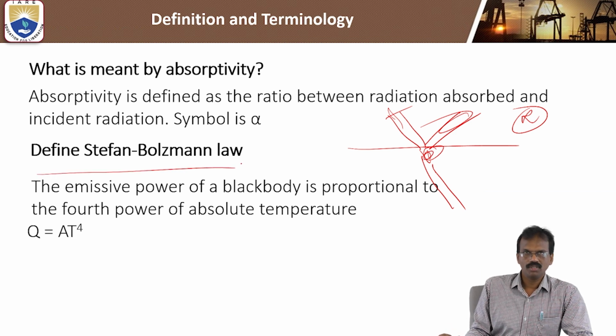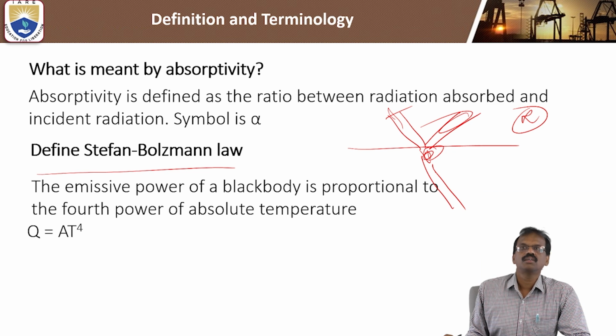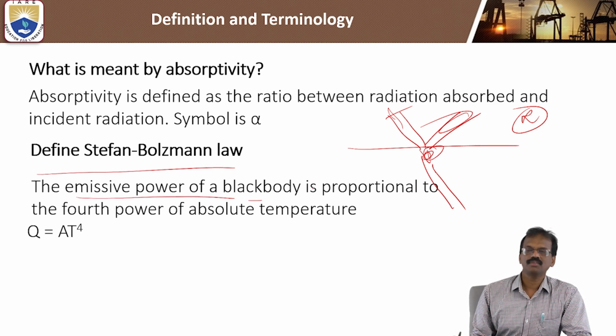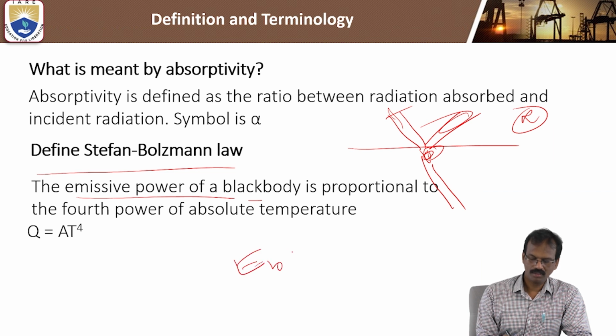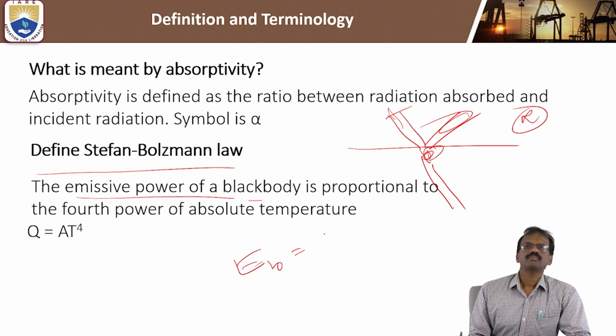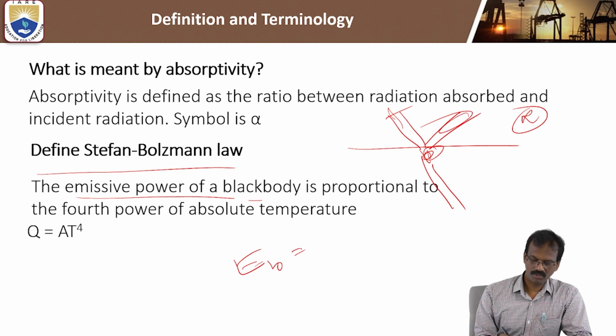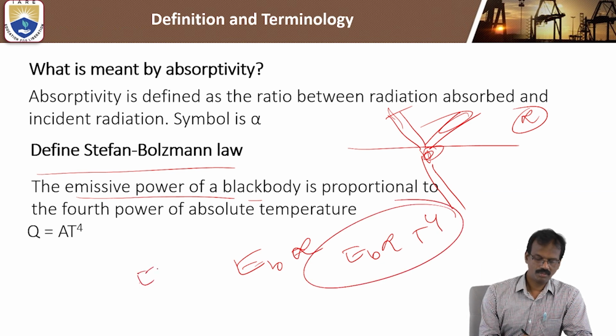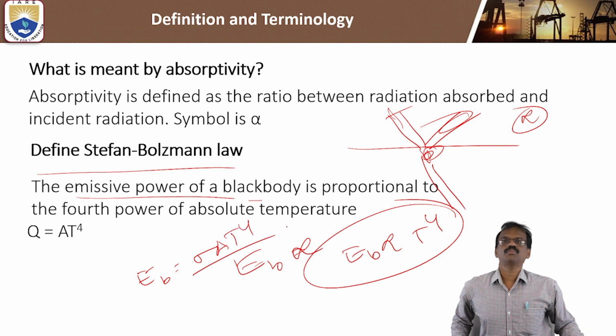So next, what is the Stefan-Boltzmann law? The emissive power of a black body, EB, is proportional to the fourth power of absolute temperature. It means EB is directly proportional to T to the power of 4. EB is equal to sigma into, if you consider area, T to the power of 4. That is the Stefan-Boltzmann law.